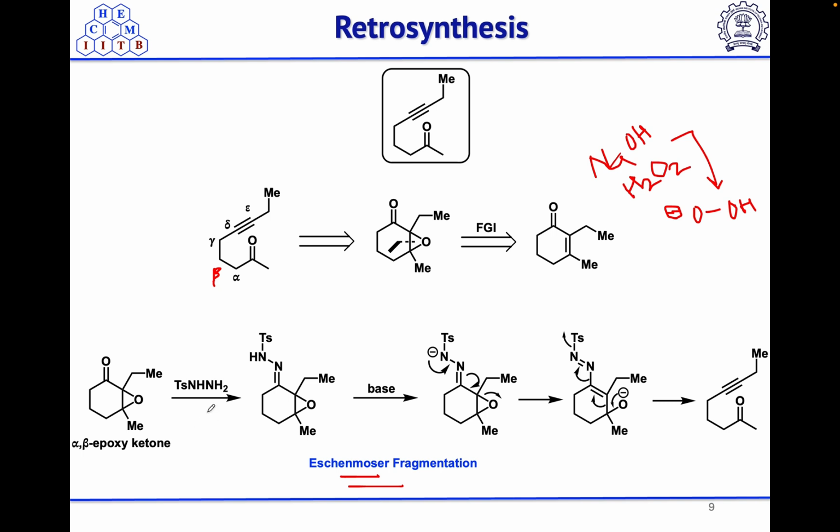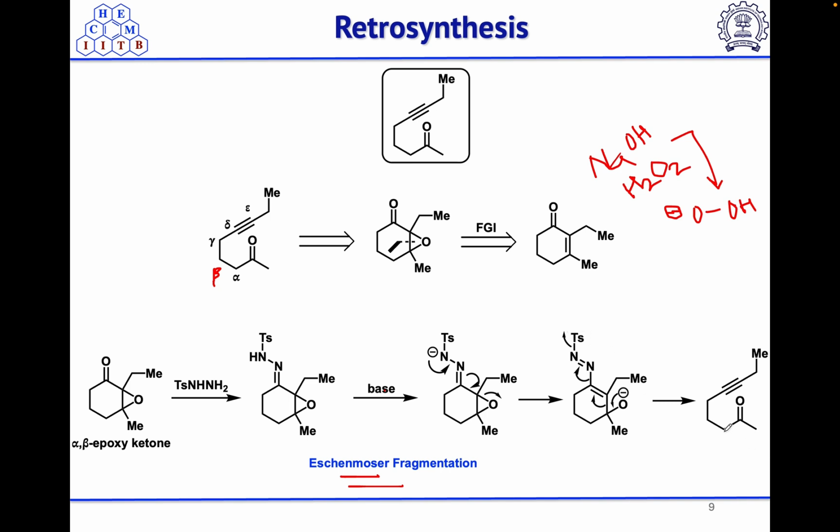Now if you treat this epoxy compound with tosyl hydrazine, it will form the tosyl hydrazone. And if you treat this compound with base, what will happen? The base will take this NH proton. And if you see the arrow pushing mechanism, this minus will fall between the N and N single bond, the N-C double bond will migrate, and this epoxide ring will open. So you will get this intermediate. Then this O minus will fall back, this C-C bond will break, and it will lead to triple bond formation, with elimination of nitrogen and tosyl anion.